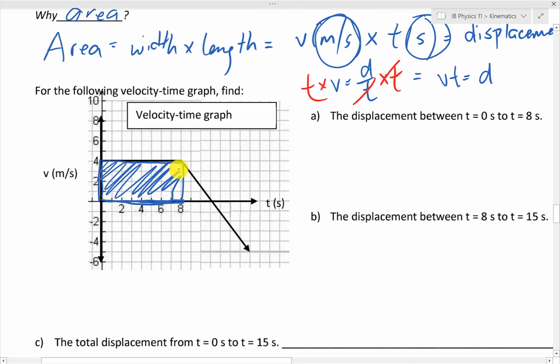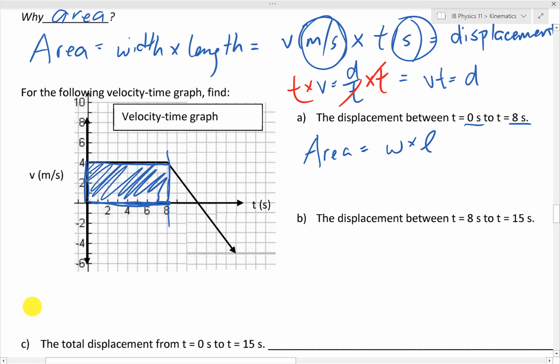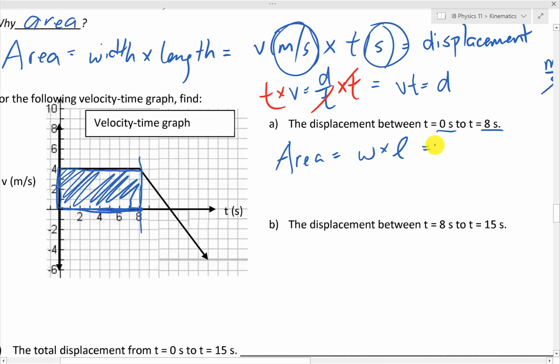Here we have the question: find the displacement between 0 seconds and 8 seconds, which is exactly there. And the nice thing is, we already know the area of our rectangles is your width times your length. In this case, our width is 4 meters per second times a total of 0 to 8, that is a total of 8 seconds, giving us a total of 32 meters going in the positive direction.